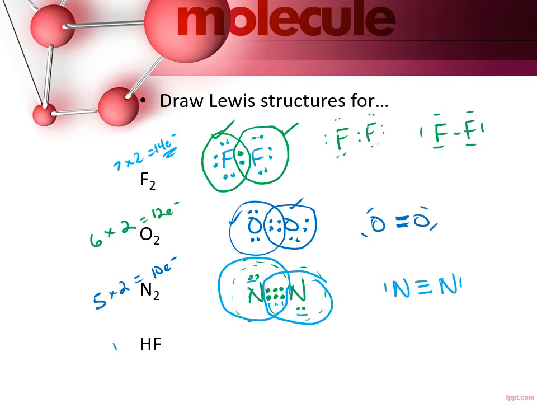All right, H and F, hydrogen fluoride. Hydrogen has 1 valence electron. Fluorine has 7. That's a total of 8, which is great. So I'm going to have H and F. I'm going to put my shared pair in the middle. There's 2, 4, 6, 8.